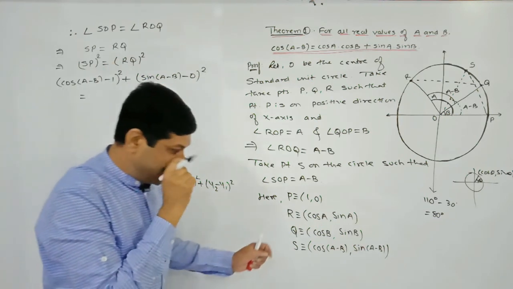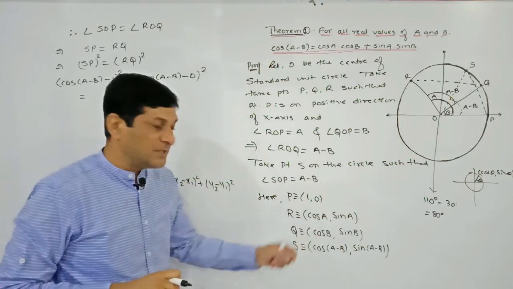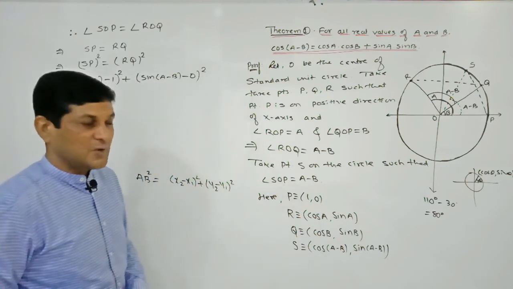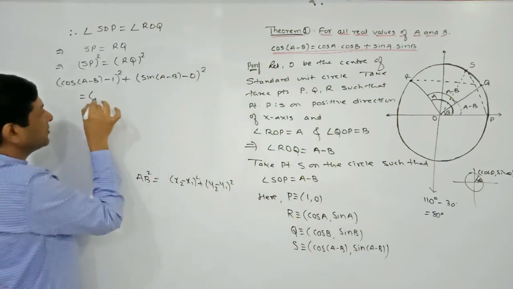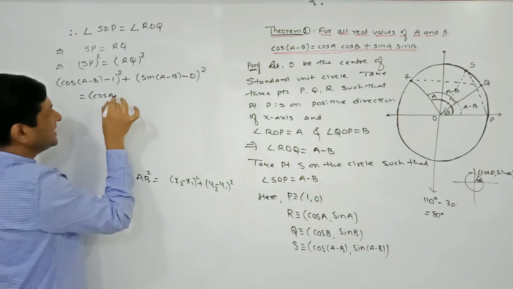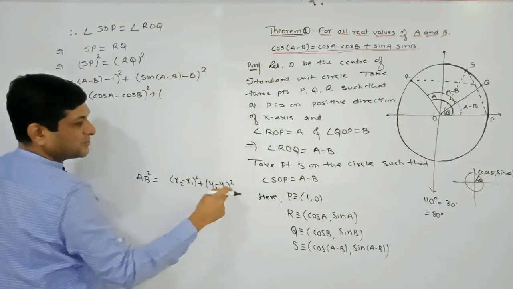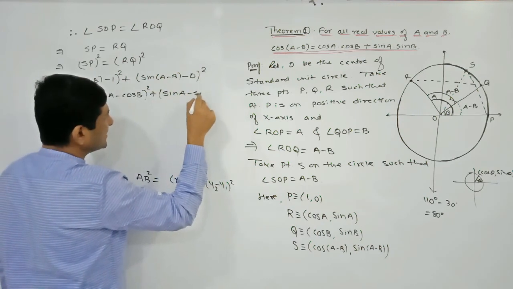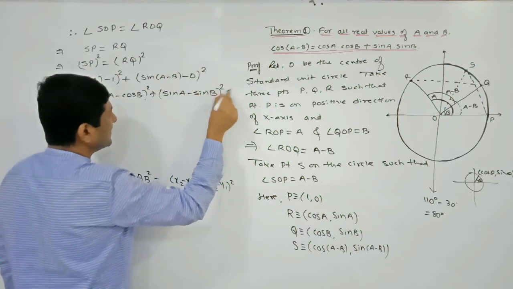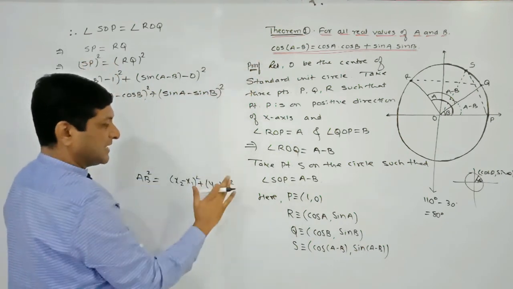Now observe the coordinates of points R and Q. Here we are finding the distance between these two points, applying the distance formula. So again what we'll get here? (cos a minus cos b) whole bracket square plus y2 minus y1, which means (sin a minus sin b) whole bracket square. Now simplifying this expression, we will try to get our required result.